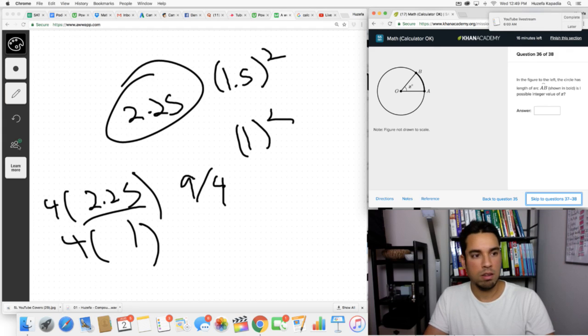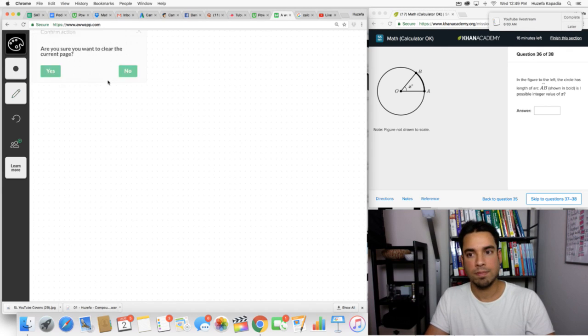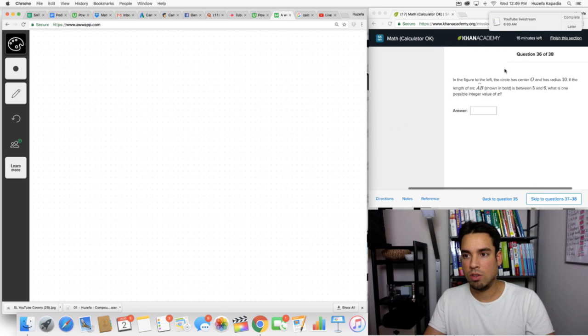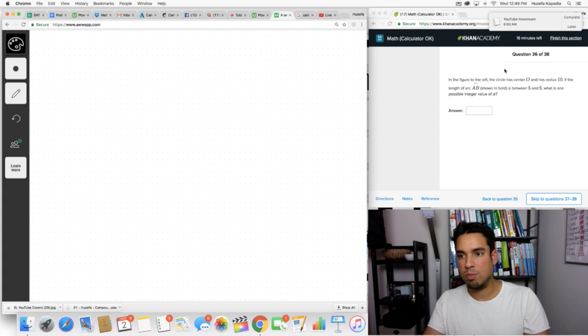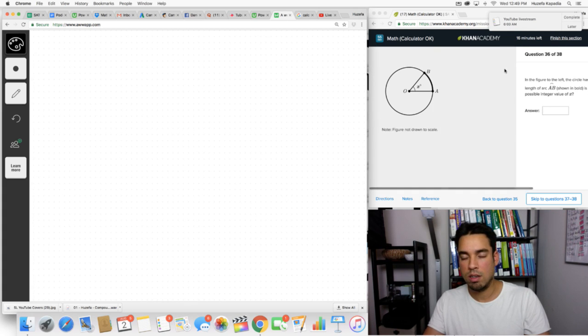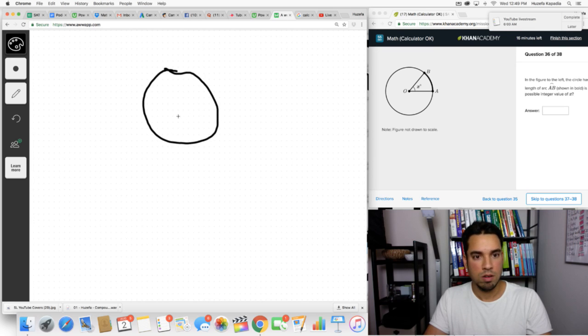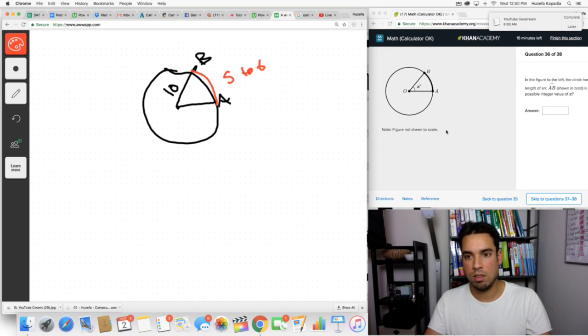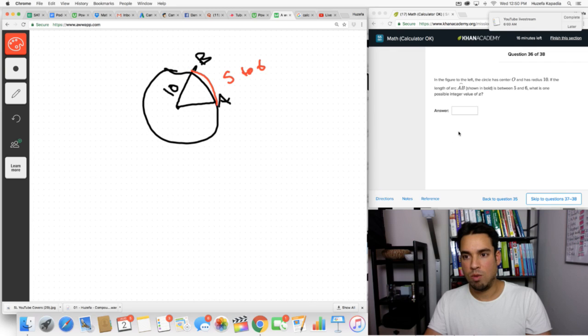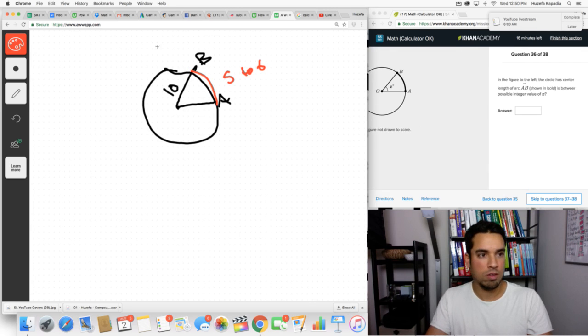The circle has arc length AB. Let me do this really quickly. Oh yeah, the circle to the left, circle O, has radius 10. If the length of arc AB is between 5 and 6, radius is 10, and this length here is between 5 and 6, right? That's what it says. What is one possible value for x, which is the angle? I think we have to use maybe trig, I don't know.